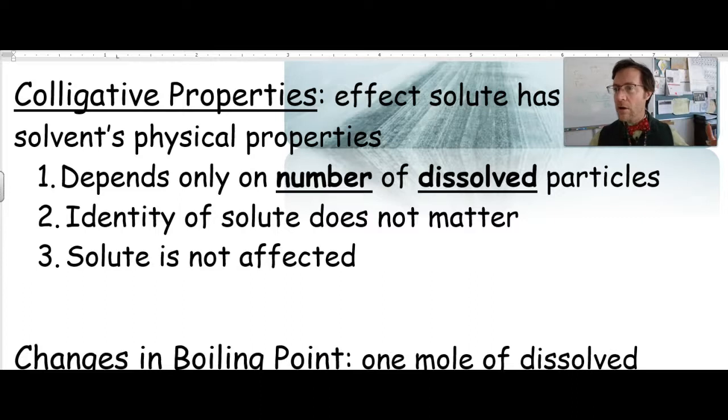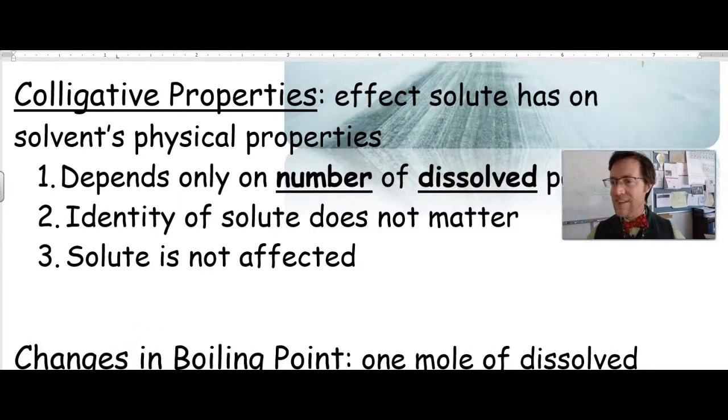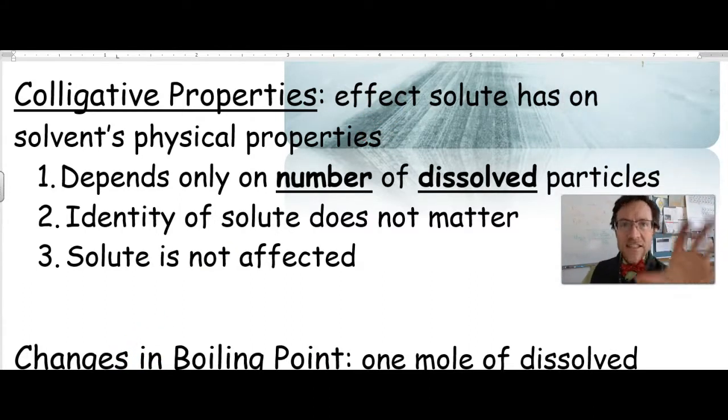So what are colligative properties? What is this silly word that I'm saying? Basically, colligative properties are the effects that a solute has on the physical properties of a solvent. So what that means is, when you dissolve stuff in water, you change the physical properties of water.